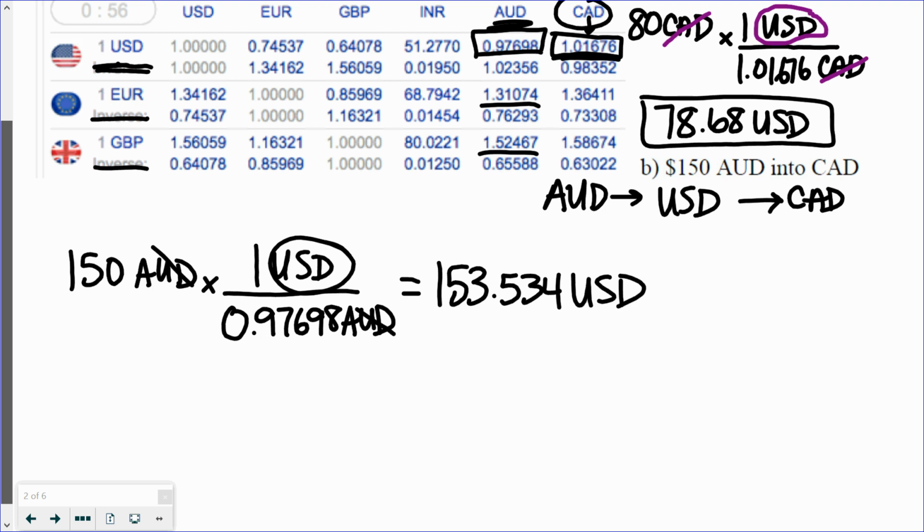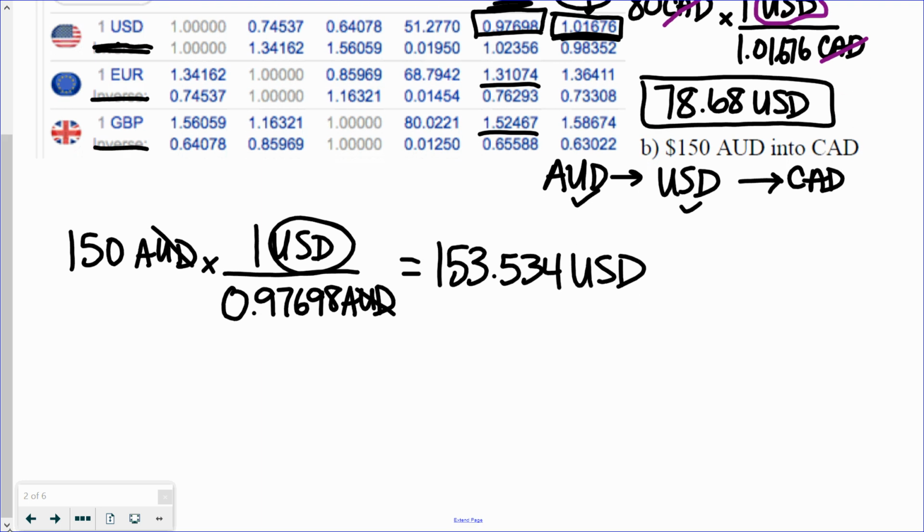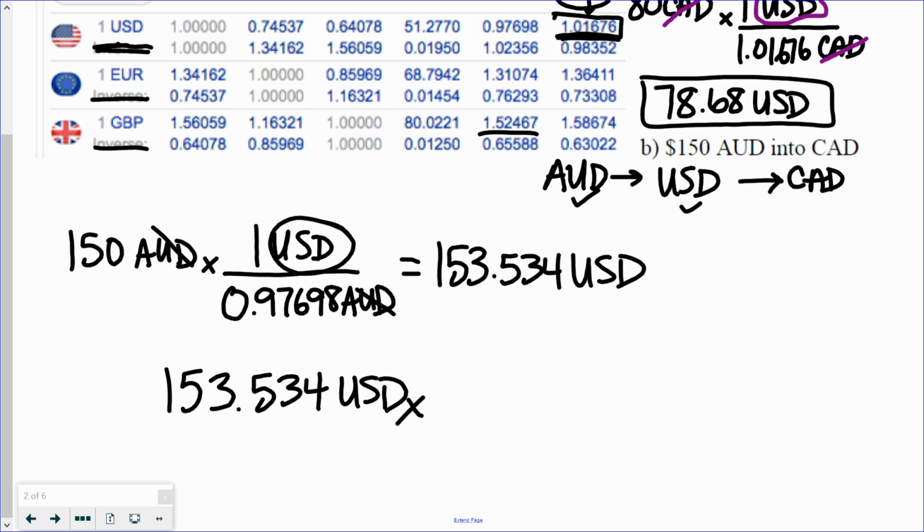I'm not going to round this quite yet because I still need to do one more conversion. So I haven't gotten all the way, I've only done Australian dollars to US dollars. Now I need to take that $153 and convert it into Canadian dollars. So 153.534 US dollars multiplied by that conversion factor for US dollars to Canadian dollars, which is this one that is rectangled up there.